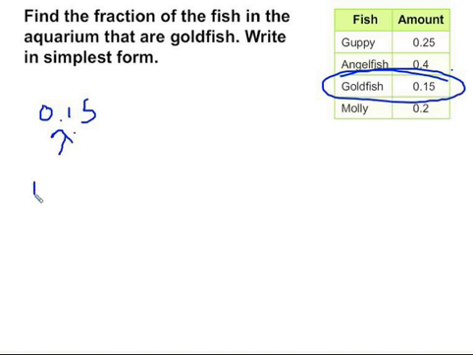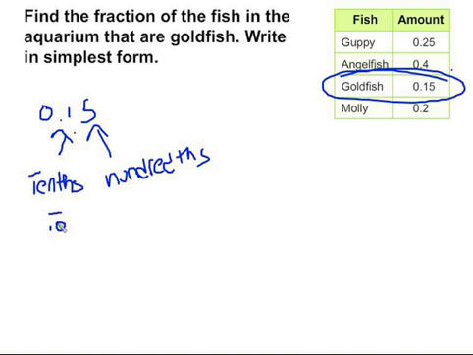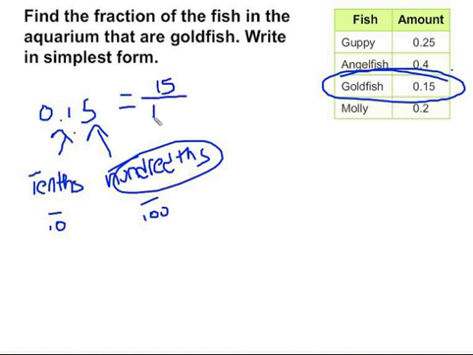I know that this one is the tenths place, and I know that this here is the hundredths. So anything that's in that first decimal place is going to be over 10. Anything that's in that second decimal place is going to be over 100. If I were to keep going, it would go out to 1,000, then 10,000, and so on. But in this case, I stop at hundredths. So this is actually going to be equal to 15 out of 100.